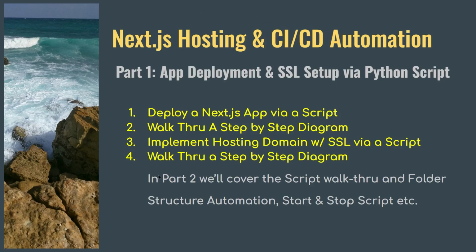This is where we learn how to host a Next.js app on a DigitalOcean droplet and set up CI/CD automation, which is continuous integration and continuous deployment. Basically, you should be able to code locally, push that code to GitHub, and just by running a few scripts, deploy that app in your DigitalOcean droplet in a few minutes.